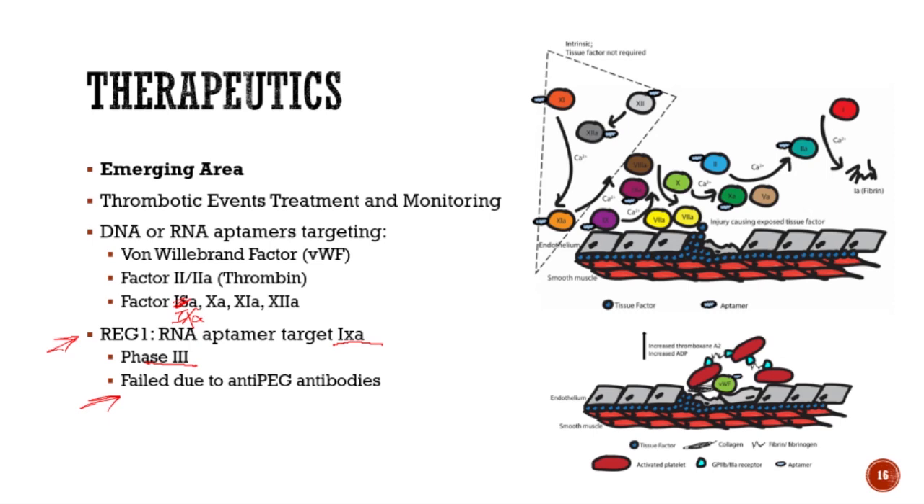I know people may never have heard of that. PEGylation is the common way to increase the duration, the half-life of the biomolecule inside the body, so that you don't need to do daily dosing. You can do weekly dosing perhaps. And this PEGylation on the aptamer generated antibodies in the patients and rendered this REG1 molecule useless. So that is the end of the story. It's very sad. It was almost out there, but it was stopped by these antibodies.